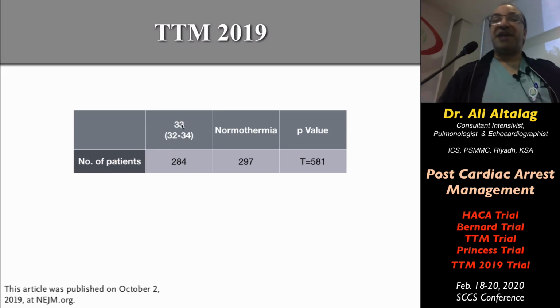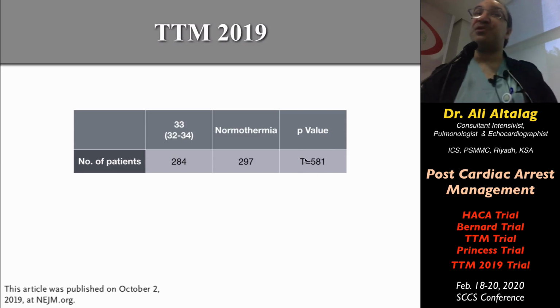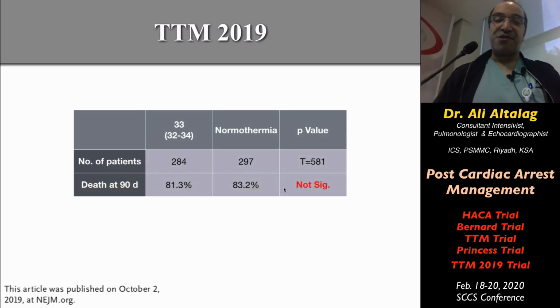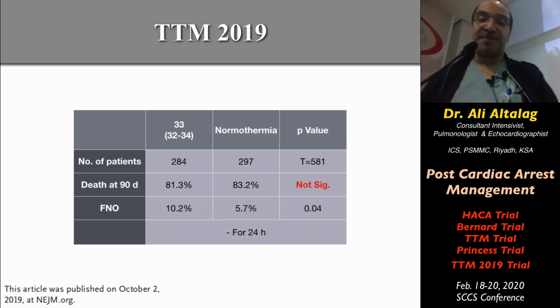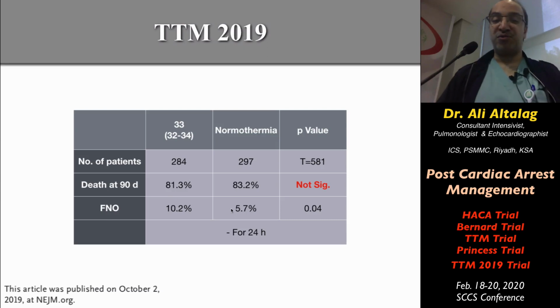Now, the target temperature here is 33, averaging 32 and 34 in the study group. Normothermia in the other group. Total number of patients is really good. Death was not different and wasn't statistically significant in both groups, but favorable neurological outcome was better in the hypothermia group compared to the control group, with a just significant p-value. Here, they applied hypothermia for 24 hours.